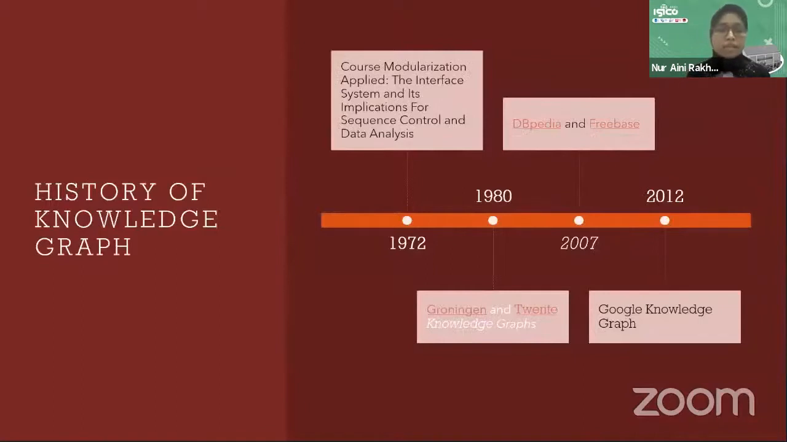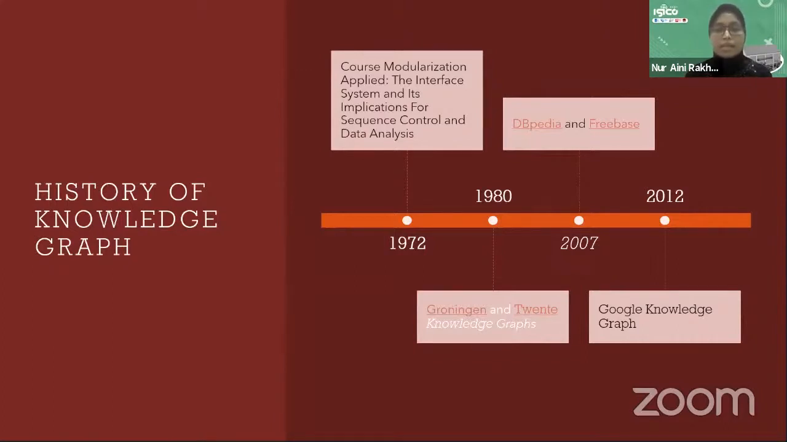And what is the history of the knowledge graph? The first terminology of knowledge graph was introduced by Edward Snyder in his course, but it only occurred once in his course, which covered modulation applied to interface systems and their application for sequence control and data analysis. In that part, he did not talk about the graph itself. It was just terminology for how you connect a computer with other entities.